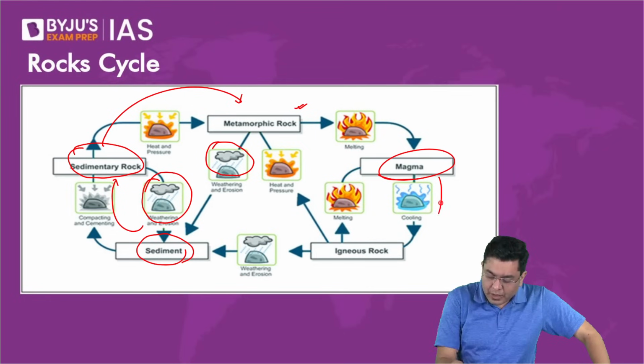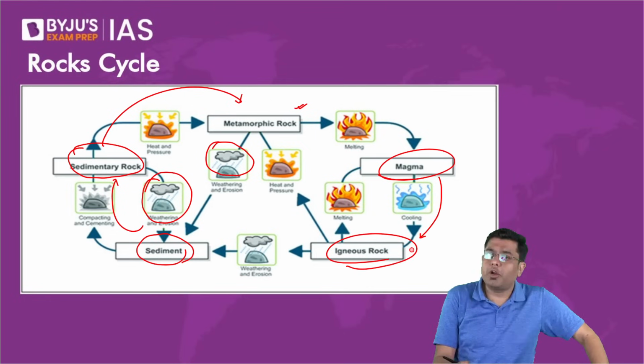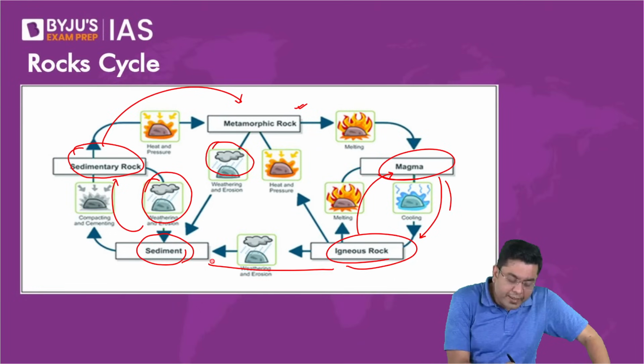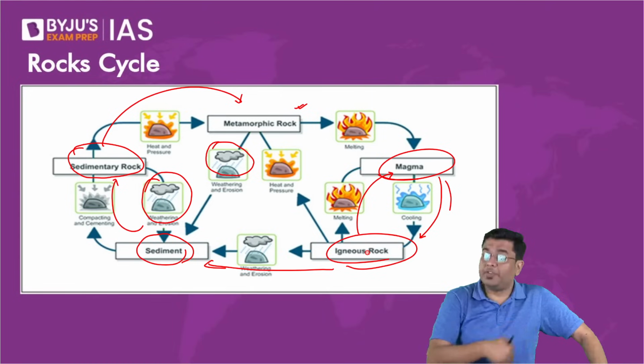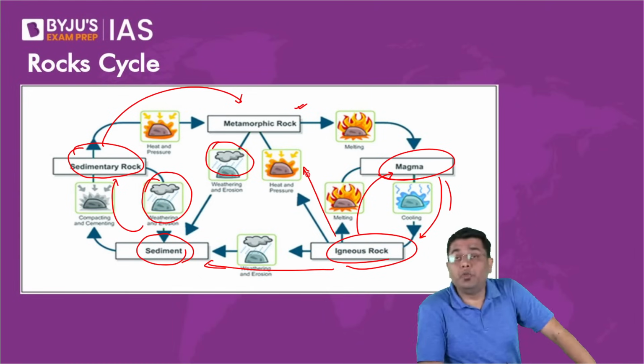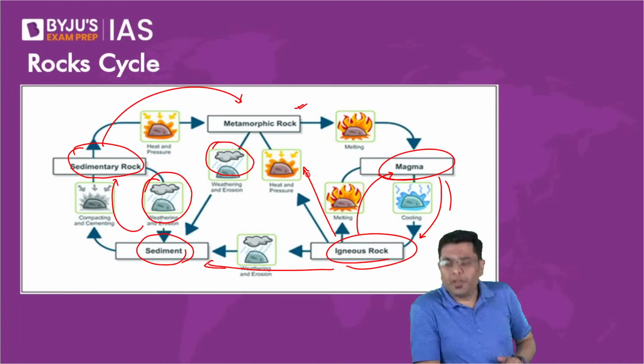That magma cooling will lead to formation of igneous rock. That igneous rock can again undergo the same process, or it can break into sediments and lead to formation of a sedimentary rock, or that igneous rock under a high amount of compression or heat can change into metamorphic rock. So what this tells you is that any rock type, when it is exposed to different conditions, can always change from one type to another. That is what the rock cycle is. Okay? Is it clear up till now?